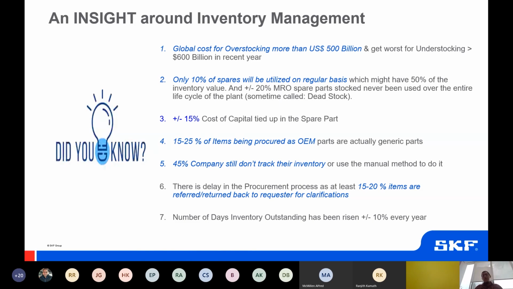Okay. This is also a quite interesting number: days of inventory outstanding. Every year it is increasing 10%. So the number of days of inventory outstanding means the number of items moving from the warehouse to be used by maintenance or operation or by safety people. Every year it is increasing, so this is also something that needs to be considered within the organization.